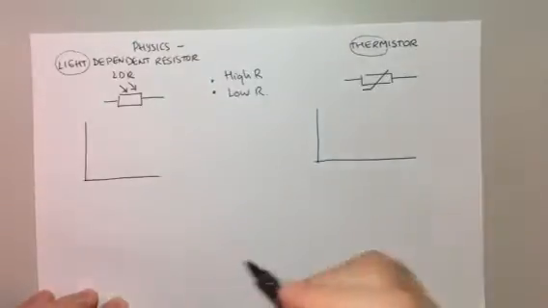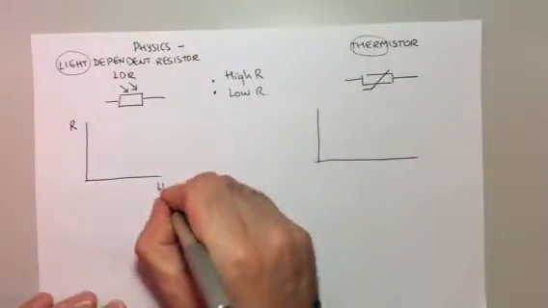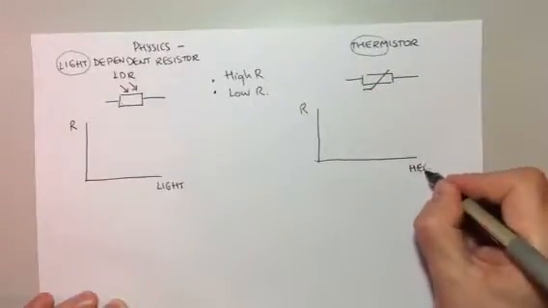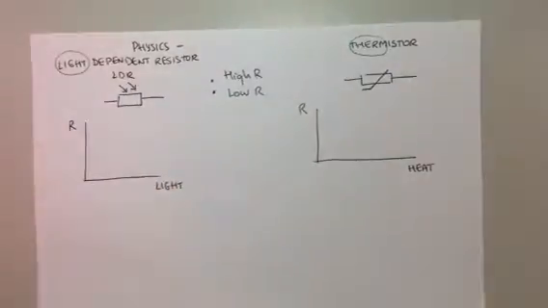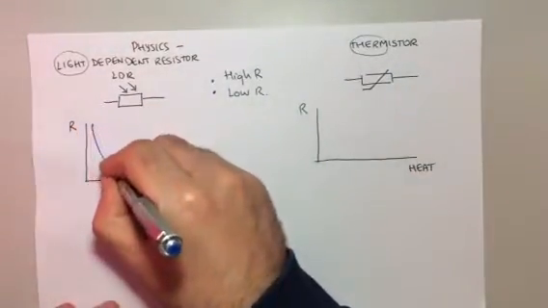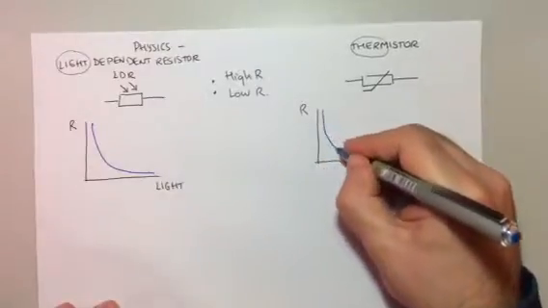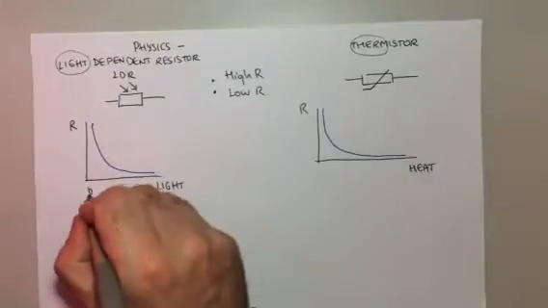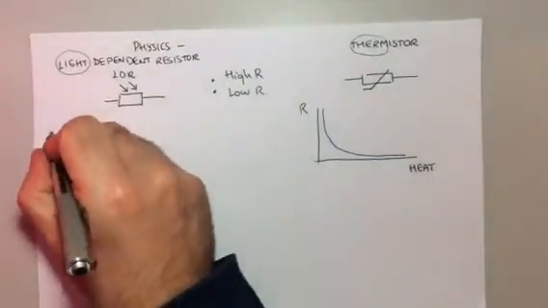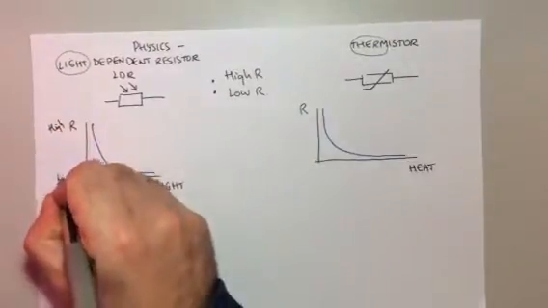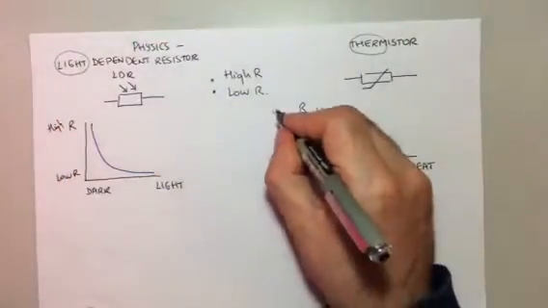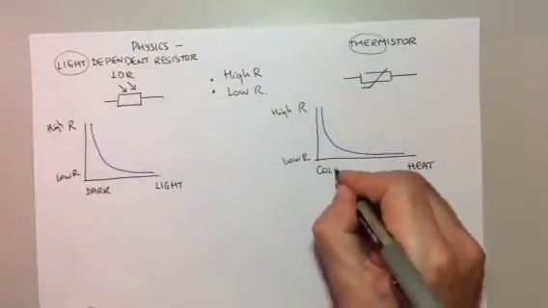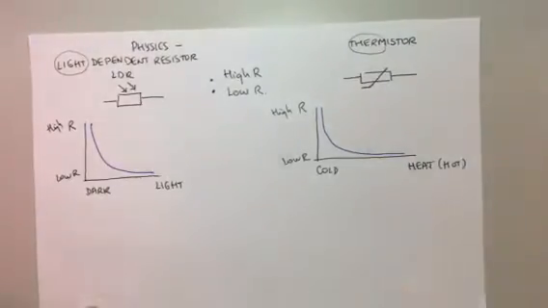So I have a graph of resistance over light, and a graph of resistance over heat. Now this graph looks like that, an inverse relationship, an inverse proportion. That means this part is where the darkness is. This is resistance high, and that is resistance low. Again, high resistance, low resistance. This is heat, and this is hot, and that is cold.